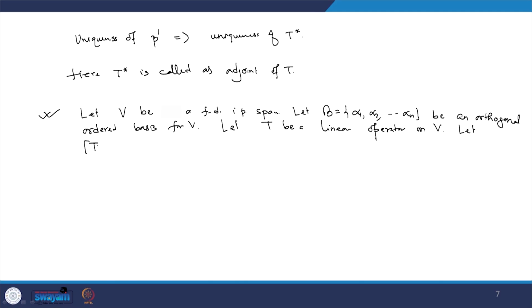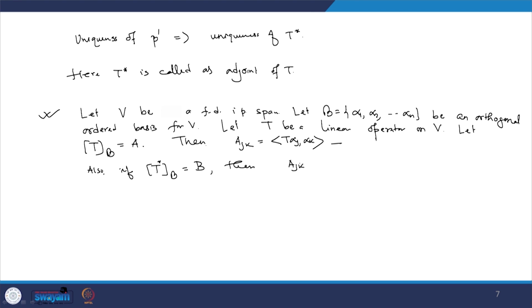Let the matrix representation of T with respect to ordered basis B equal capital A. Then the entry A j k of the matrix A is basically equal to inner product of T alpha j and alpha k. Also, if the matrix representation of T star with respect to ordered basis B is equal to say capital B, then A j k equal to B k j bar.